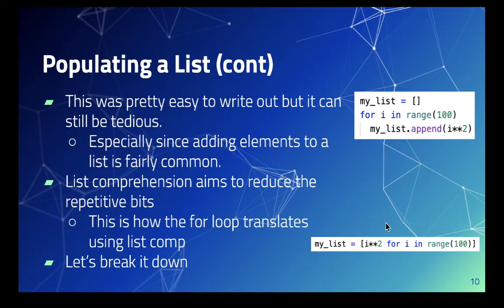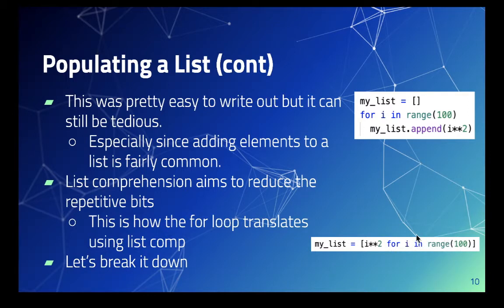So let's actually see how these two images map out. Here, in the first image, we define a list, we iterate from i to 100, and then we append i squared. Okay, how does that translate to list comprehension? In list comprehension, you do everything inside the square brackets. And let's break it down. How it's read is: myList equals a list of all elements i squared for every i in range of 100.